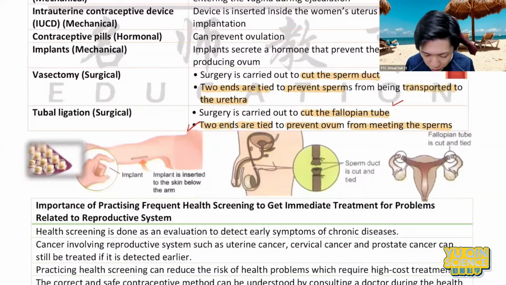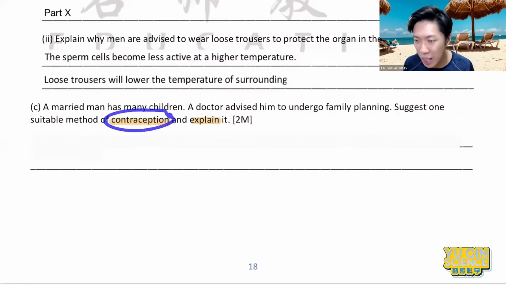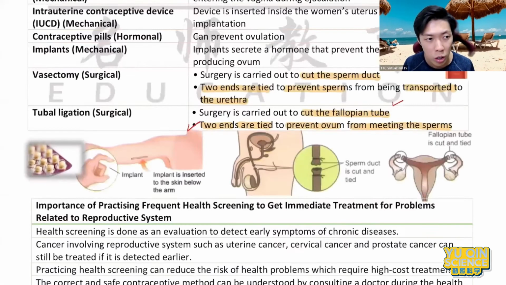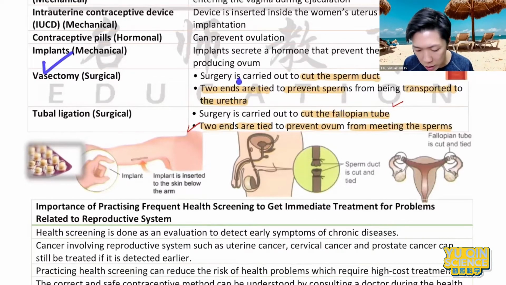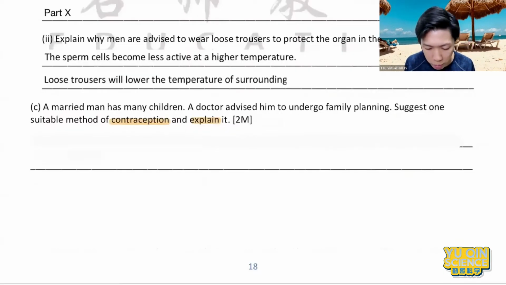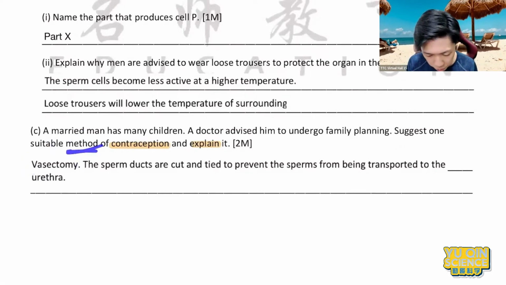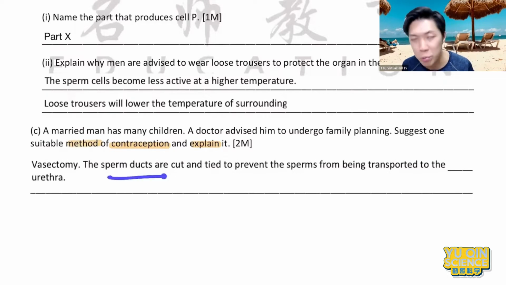So 2 marks. First mark goes to the method. Second mark goes to explain. For explain, we will copy exactly from the textbook. So first mark goes to vasectomy. Second mark goes to the tie; we can actually use the exact same answer. So boom, everybody, vasectomy, first mark. You must mention the method first. You cannot just say cut the sperm duct as the method though. You must say vasectomy. And then explain: cut, tie and prevent sperm from transporting to the urethra. Boom, there you go.